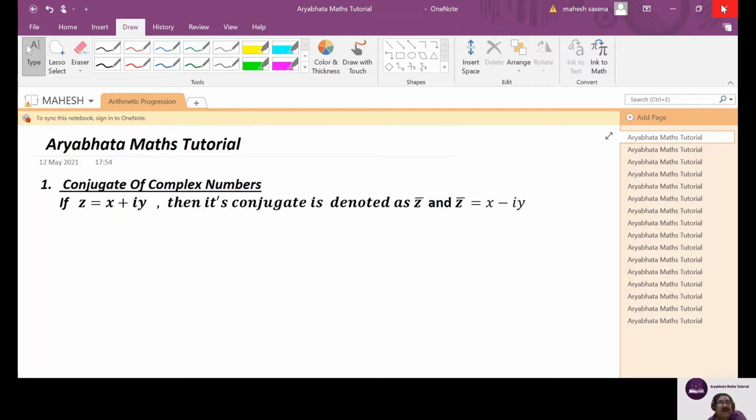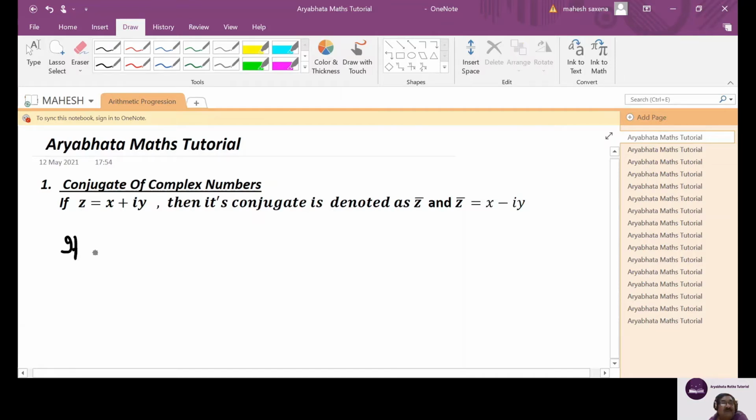I will start with the conjugate of complex numbers. If z = x + iy is a complex number, then its conjugate is denoted as z bar, and z bar is equal to x minus iy. What we have to do is, if the sign is positive, we write it as negative, and if it is negative, we write it as positive.